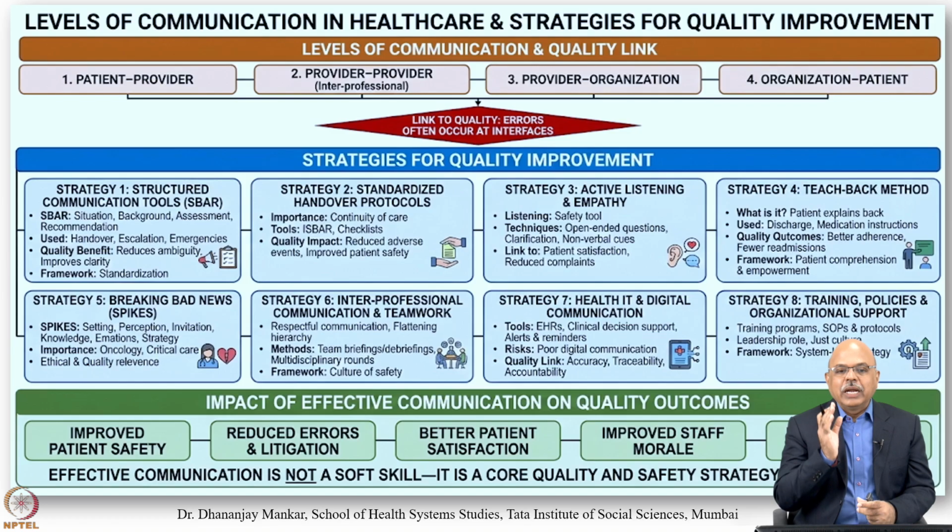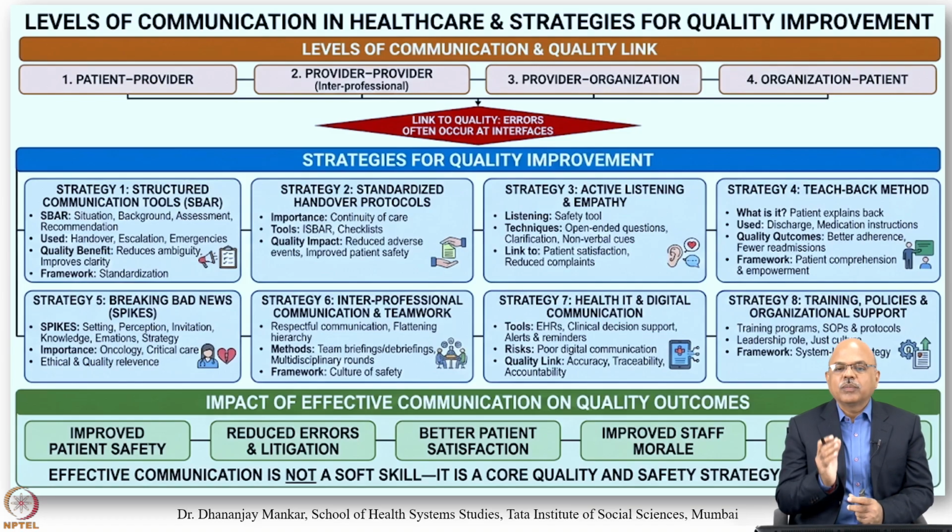Strategy 6, discuss with the interprofessional communication team. How interprofessional communication and teamwork can improve respectful communication, flattening the hierarchy, which is very, very important. When there is a flattening of hierarchy, it bridges the gaps. It is a method that can be used through team briefing, debriefing, or sometimes multidisciplinary rounds. What is the framework used? It is a culture of safety which gives you more accountability, which gives you more reasoning to come and discuss and to plan to improve interprofessional communication.